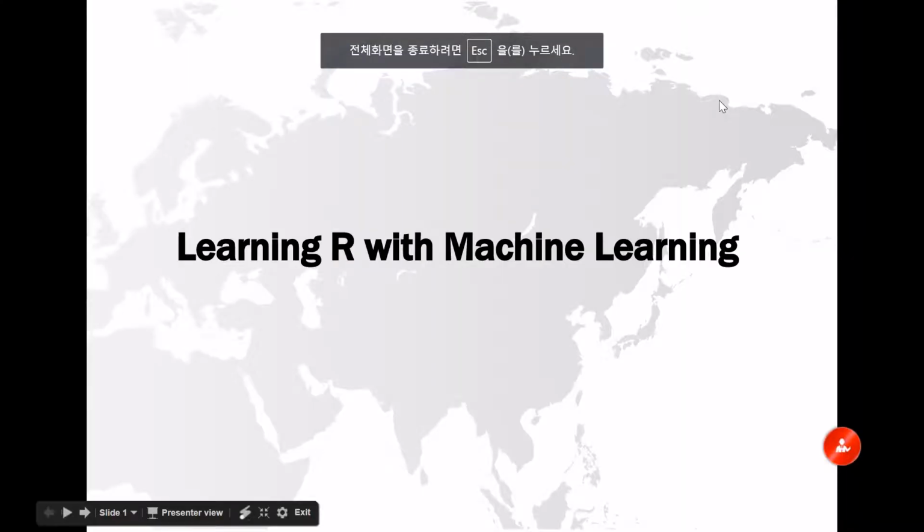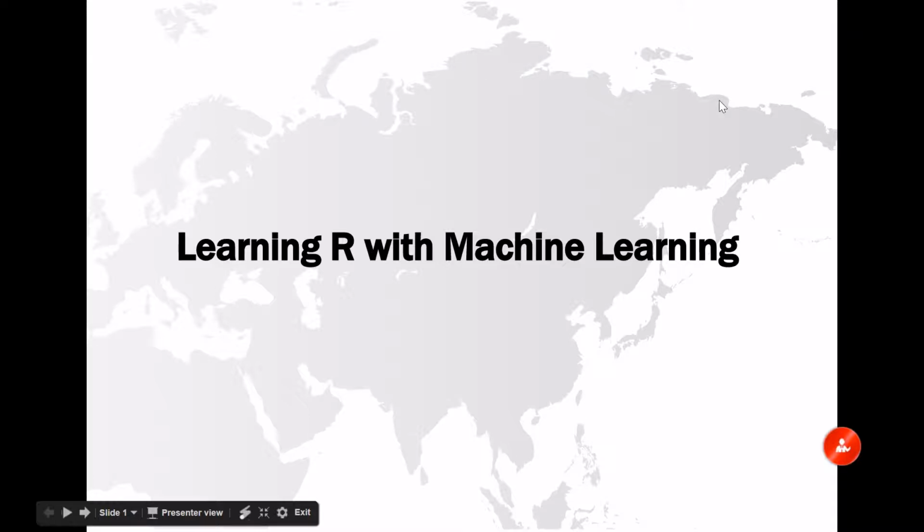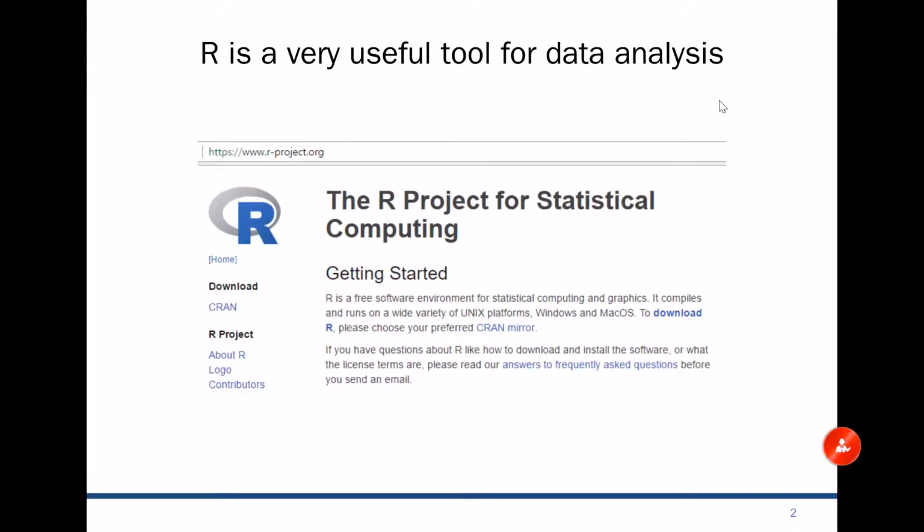So, learning R with machine learning. First, what is R? R is a very useful tool for data analysis. You can download R at this webpage, www.r-project.org. Let me just read what R is. The R Project for Statistical Computing, getting started. R is a free software environment. So it is free, but it is a very powerful tool for statistical computing and graphics.